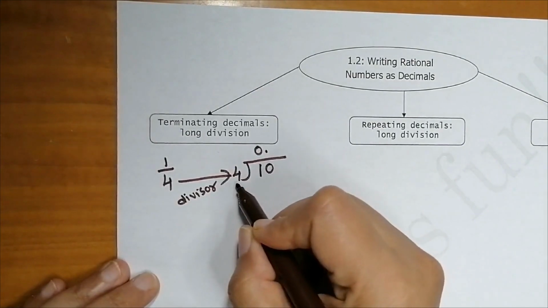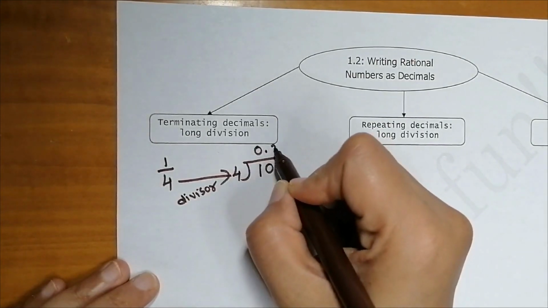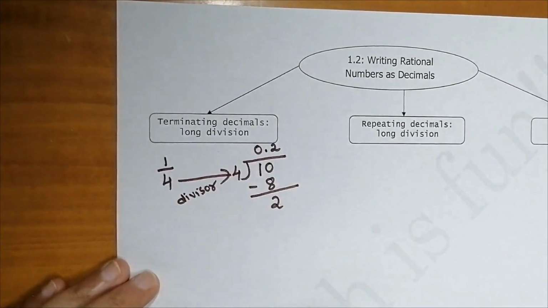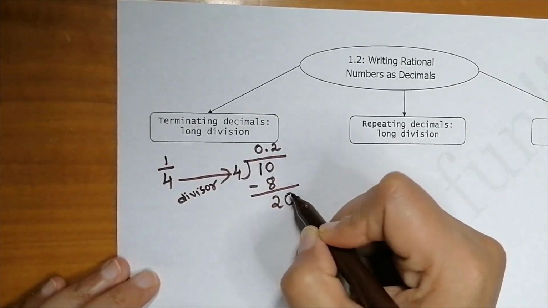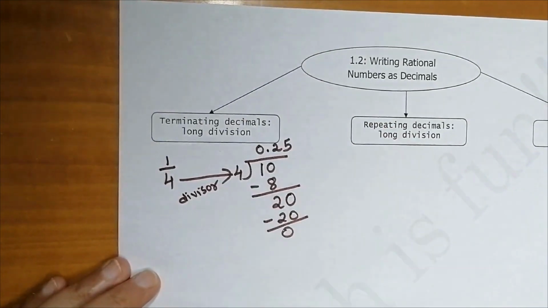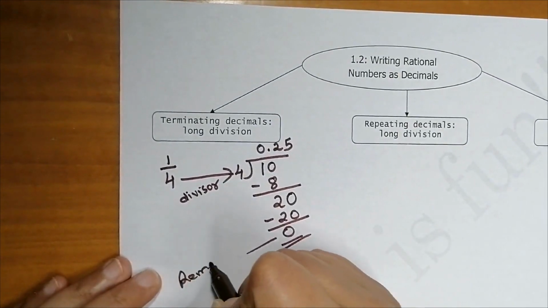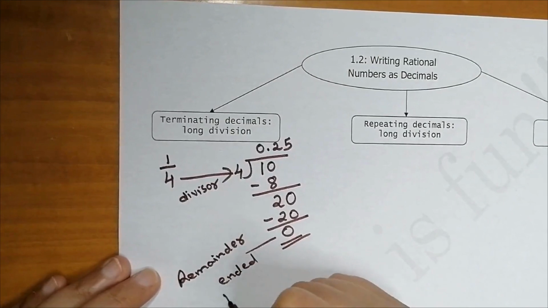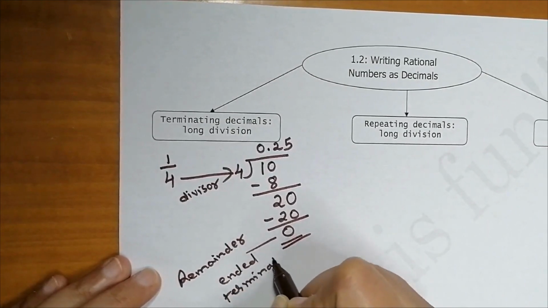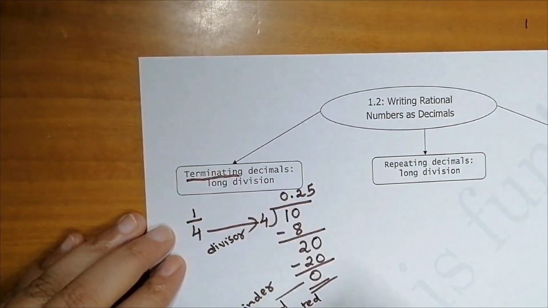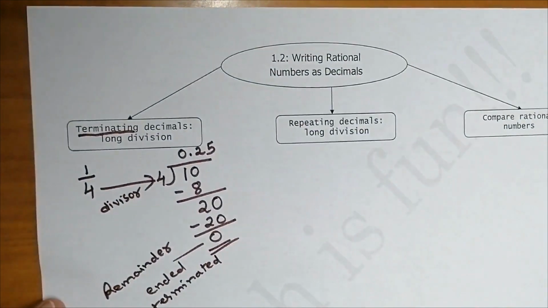So now 10. You know your 4 times table, right? So 4 2s are 8. So that gives us the remainder 2. 10 minus 8, right? Again, we put 0 here, and we know 4 times 5 gives us 20 exactly. So this gives us 0, and the process is over, right? So this is your remainder, basically, the last part, and your remainder here is 0. It ended. It terminated. Does that click something? Yes. So it is terminating decimals. So it ends, okay? So that's what the first part is about.